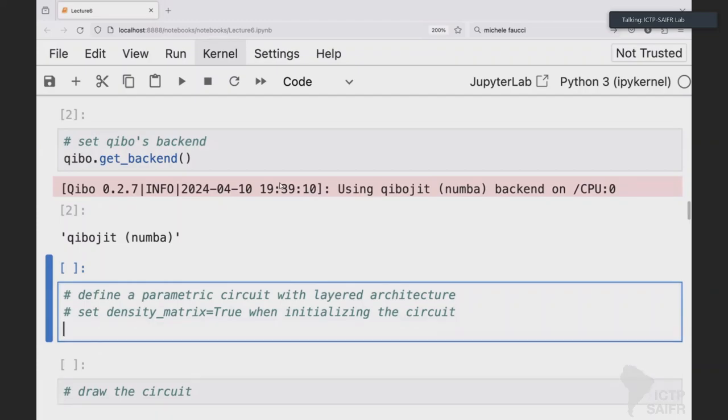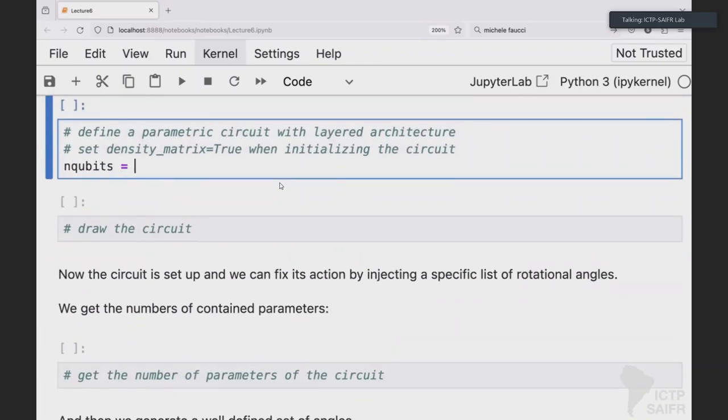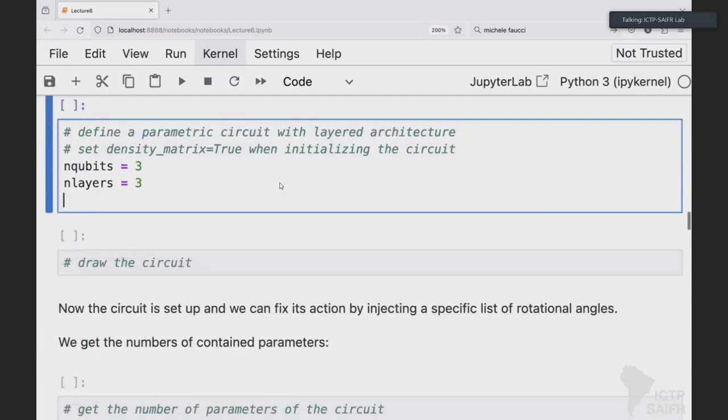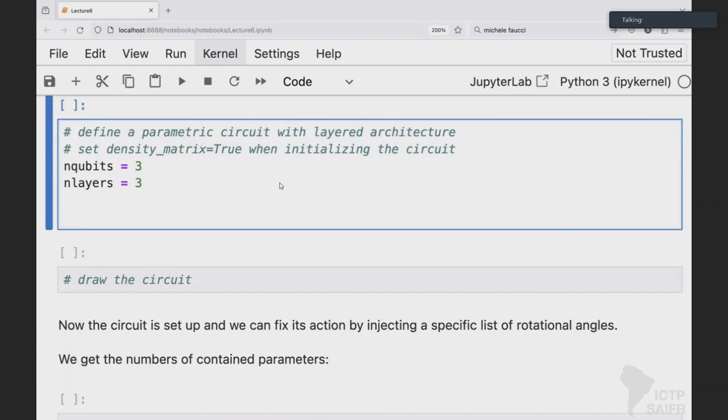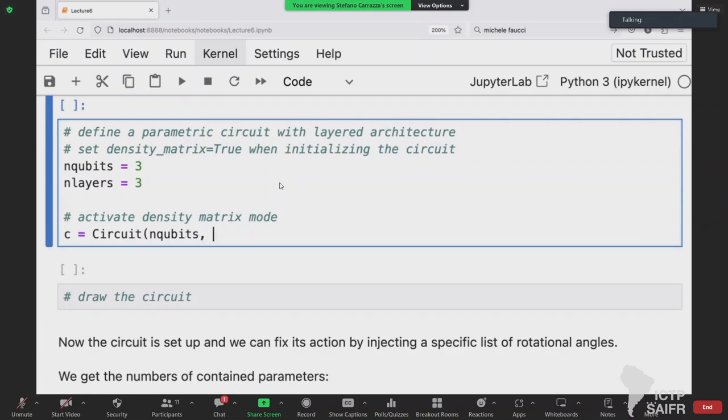So let's go here and start typing the number of qubits. So n qubits equal to 3, and the number of layers also equal to 3. Then we can activate the density matrix for the simulation by doing c equal circuit. We set the number of qubits, and then density matrix equal true.